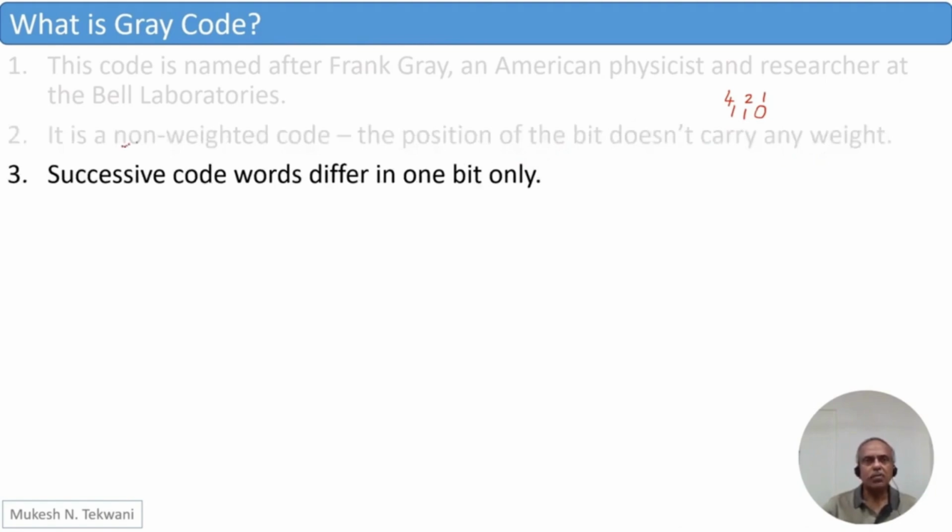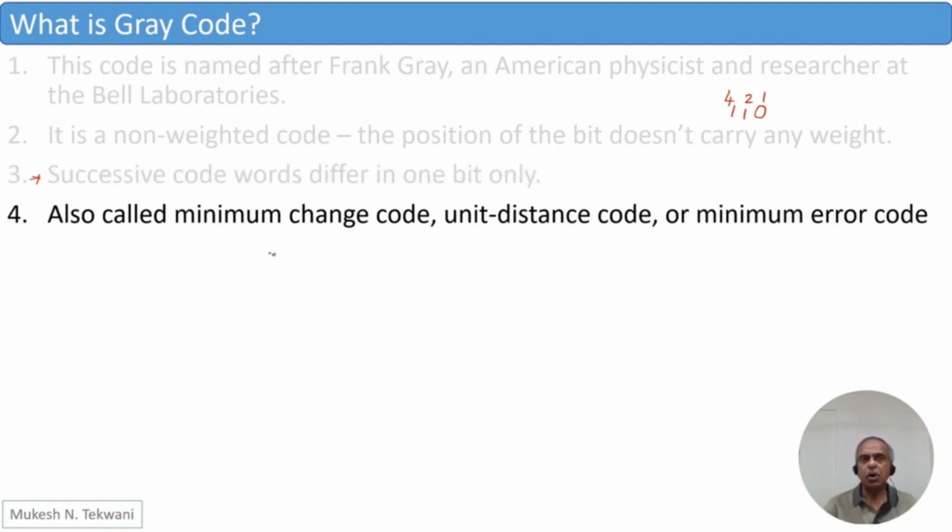This is one of the most important properties of the Gray code. That means the successive code words, or the successive codes, differ in only one bit. We will see how this becomes very useful. This is also called a minimum change code, or a unit distance code, or a minimum error code.